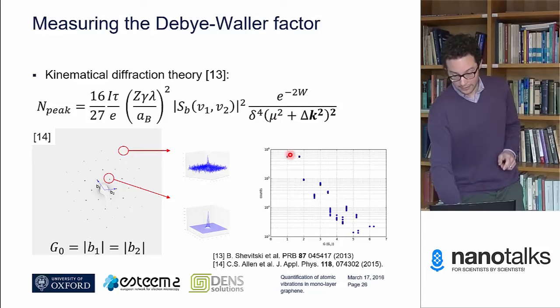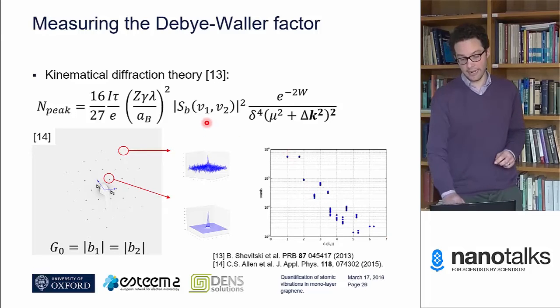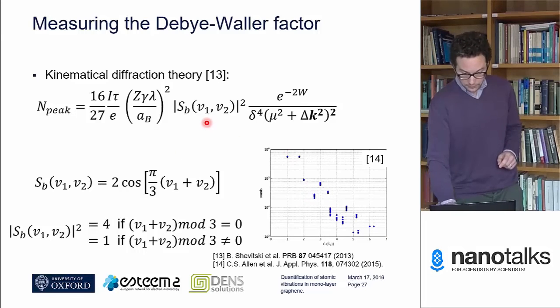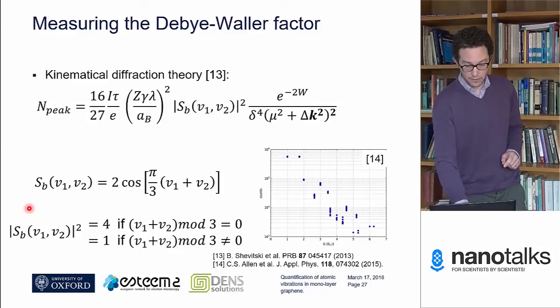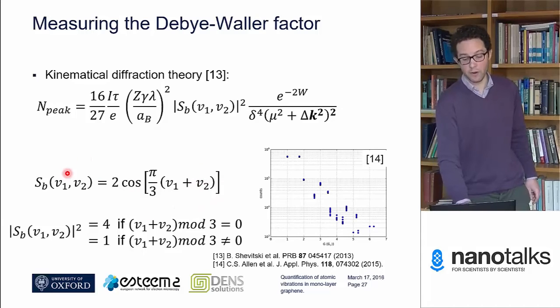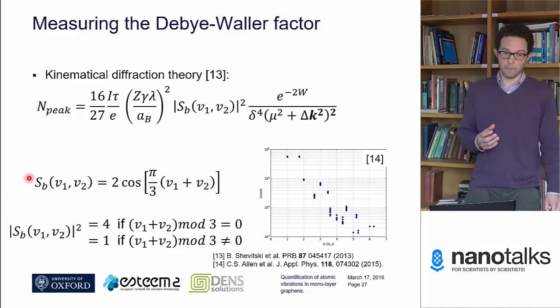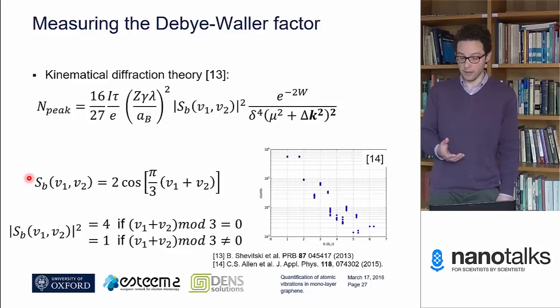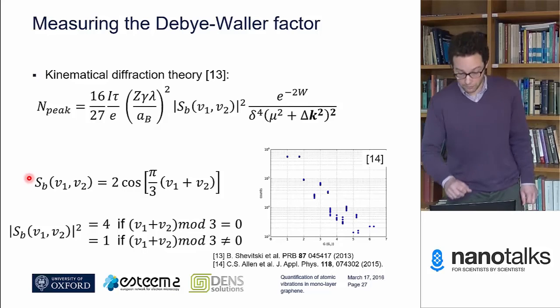You can see here, this is data from a room temperature sample, and we see these two broad trends of decaying intensity, as we might expect. Now, if we look at the details of the lattice sum for graphene, this can be fairly simply calculated to be equal to 2 cos(π/3 (v1 + v2)), where v1 and v2 are integer multiples of the reciprocal lattice vectors of graphene.